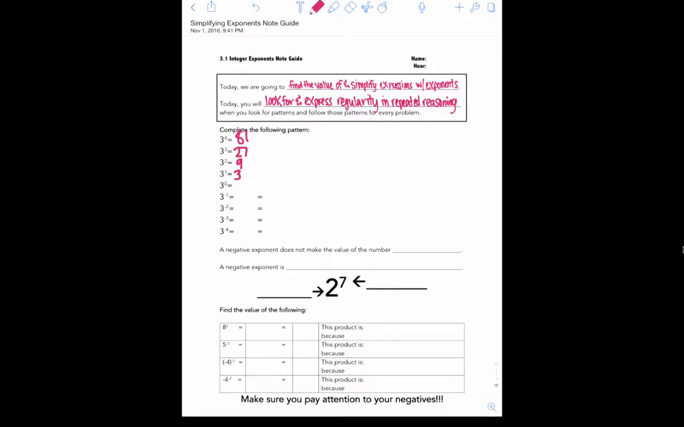So now let's look at this pattern, and like we have noticed in the past couple of days, as you go down this list, all you're doing is dividing by 3. So 81 divided by 3 is 27. 27 divided by 3 is 9. 9 divided by 3 is 3. And 3 divided by 3 is 1. Remember that anything to the 0 power is 1. So 3 to the 0 power equals 1. Now let's continue this pattern.